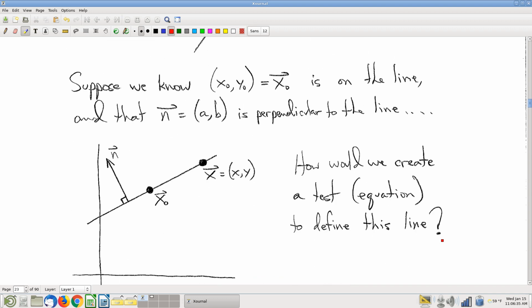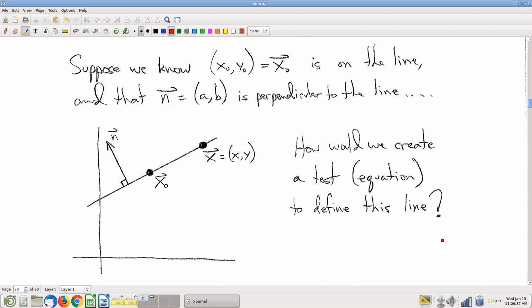But I want to talk instead about a different way to think about it. You'll see why in a couple moments. Let's consider a scenario where I am given a point and I'm given a vector, and I would like to find the equation.